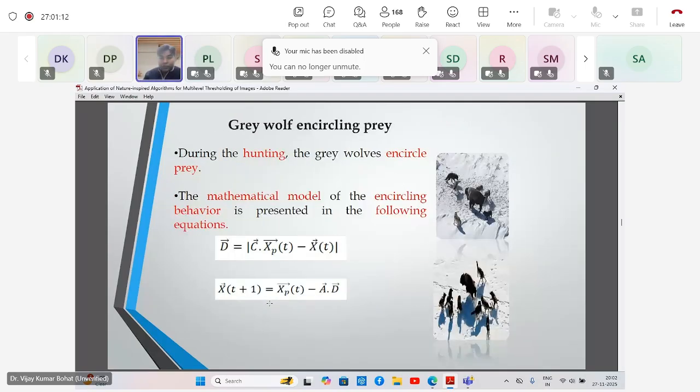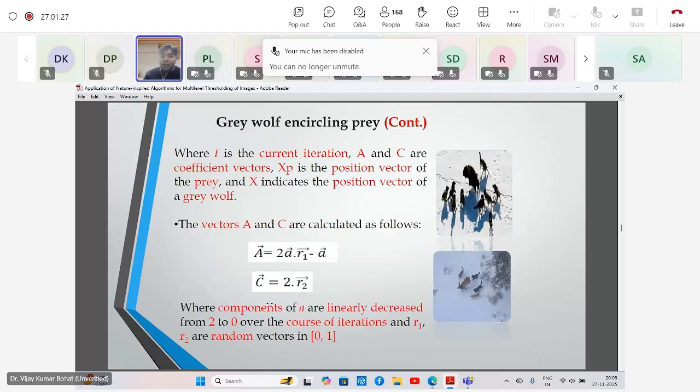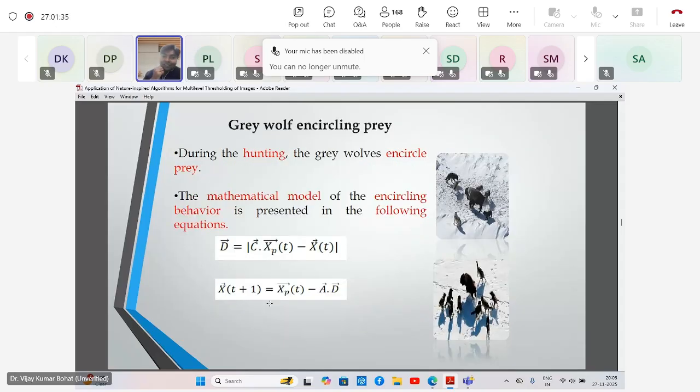Now for every grey wolf, like I have 10 grey wolves, I will subtract its position from XP(t). Now this XP(t) is the position of the prey, and it is multiplied with C. C is equal to 2 into r2, where r2 is a random number between 0 and 1. What this equation is going to give us is the distance between the solution and the prey, and C, which is basically 2 into a random number, is going to give us stochastic phenomena in the equation.